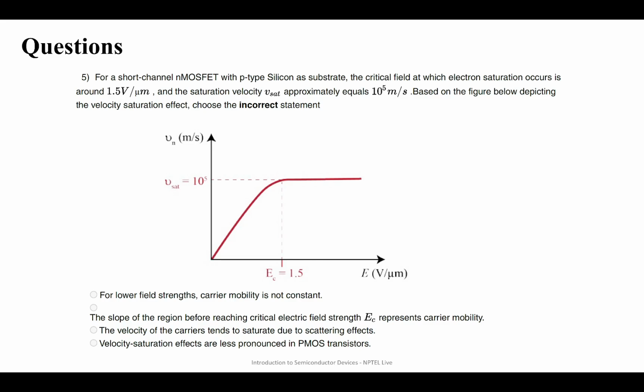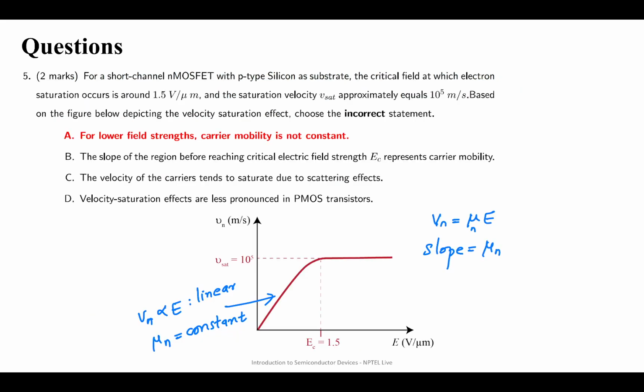Next question. For a short channel N MOSFET with P-type silicon as substrate, the critical field at which electron saturation occurs is around 1.5. The answer to this would be for lower field strengths, the carrier mobility is not constant.